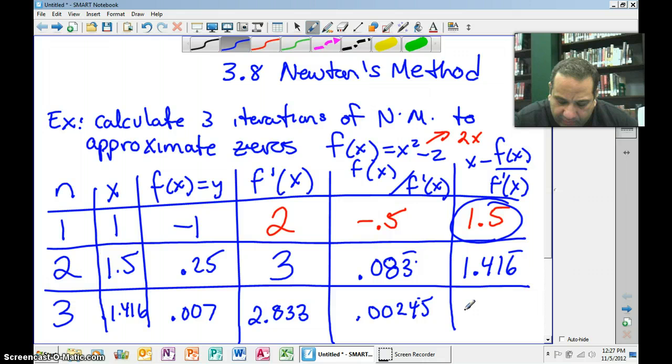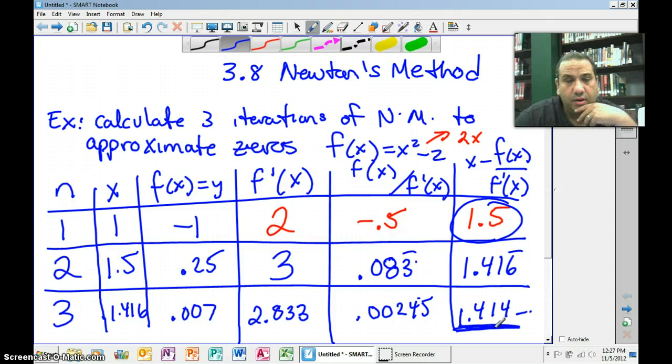And then at the end here, we get 1.414 and so on. That looks like the square root of 2. I bet that's getting very close to the square root of 2. But I did 3 iterations, and that's what I got.